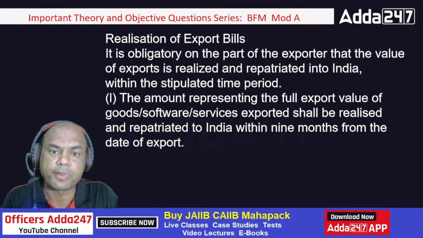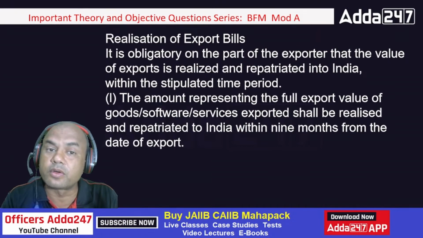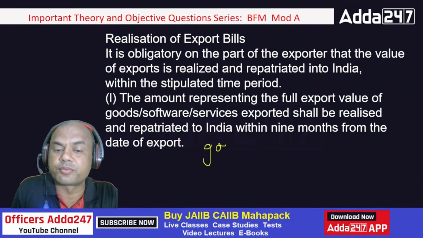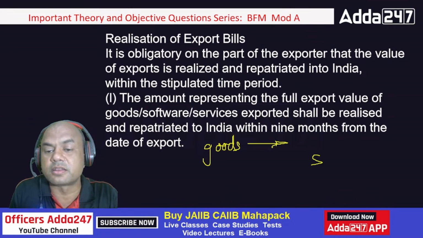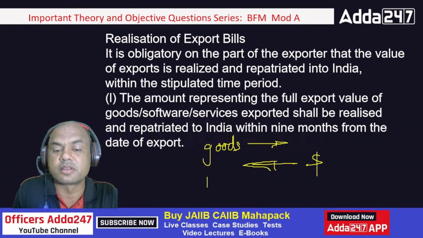Now, realization of export bills. Realization means what? As I told you earlier, goods go out, and what happens? Dollars are in. So these dollars coming in is known as realization. Realization means actually getting the money.